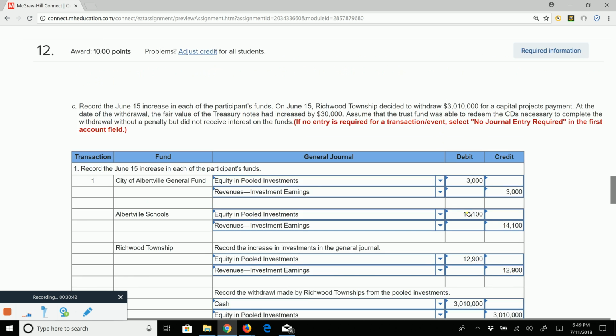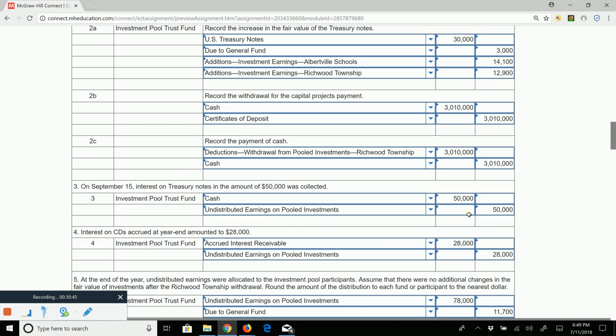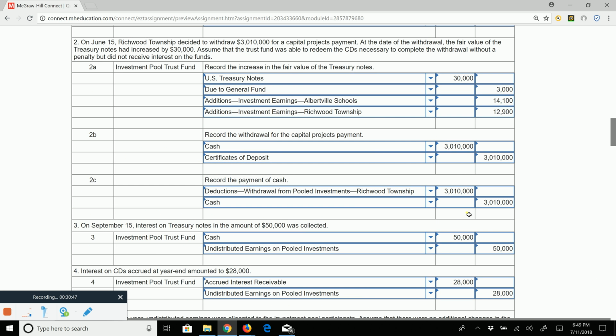Same journal entry, different dollar amounts. Now the second thing that is happening on this date is the trust fund is cashing in a CD for $3,010,000: debit cash, credit CDs. They will immediately take that $3,010,000 and send it off to Richwood Township. Remember, they are the ones that requested the withdrawal. So the trust fund is also going to debit deductions and credit cash.